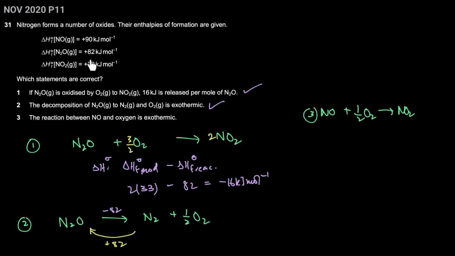So that over here is plus 33 minus the delta H formation of reactants. The formation of nitrogen monoxide is plus 90. So 33 minus 90. And that gives us an enthalpy change of minus 57 kilojoules per mole of nitrogen monoxide or nitrogen dioxide formed.